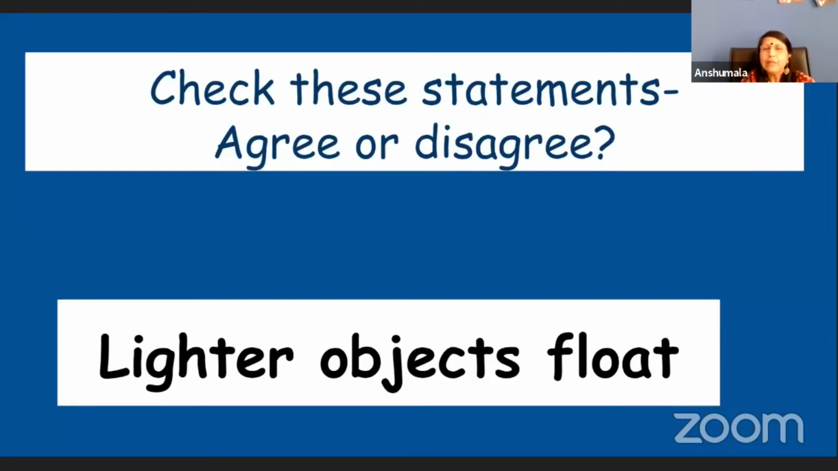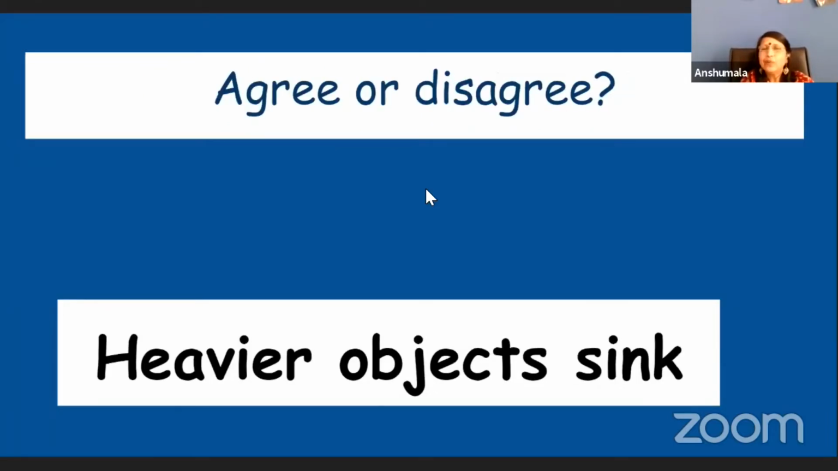So okay, lighter objects may float but may also sink. So this sentence is definitely not true. So here's the opposite one. Heavier objects sink. Do you agree with this one? Yes or no?